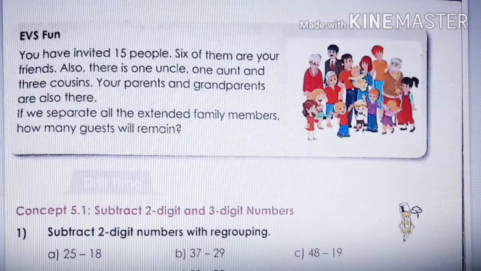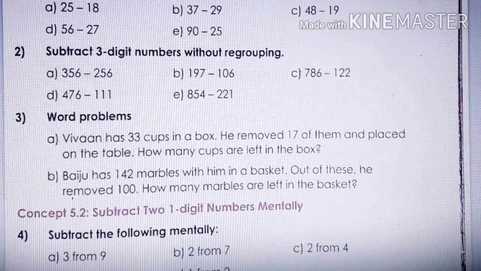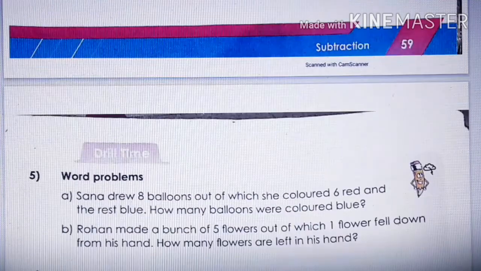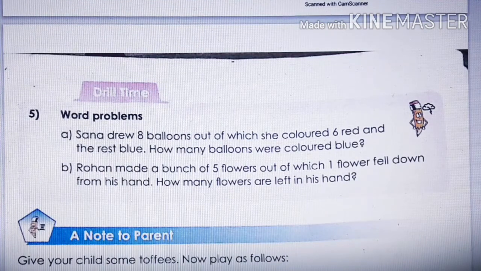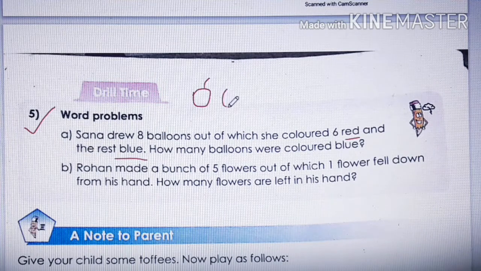Now, our drill time questions are finished. You can take out page number 60. Take out page number 60 of your book, children, textbook. Drill time, word problems. Sana drew 8 balloons, out of which she colored 6 red and rest blue. Sana drew 8 balloons. Okay, she drew 8 balloons. So 8 balloons were there altogether.